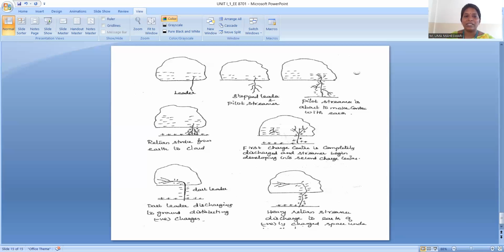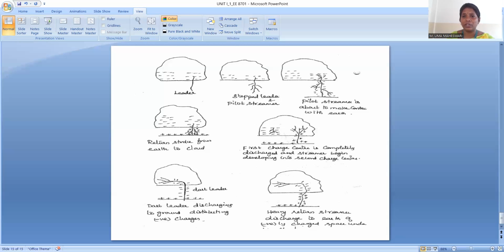Now we'll see what the return streamer is. When the leading streamer travels down, it forms a channel path and becomes a good conductor. Lowering the cloud charges produces a strong electric field between the leader and the earth. When this channel reaches near the ground, a positive streamer springs out of the ground and rushes upwards. You can see the positive streamer in the diagram. This heavy current of 1 kiloampere or more flows up the path of the stepped streamer.